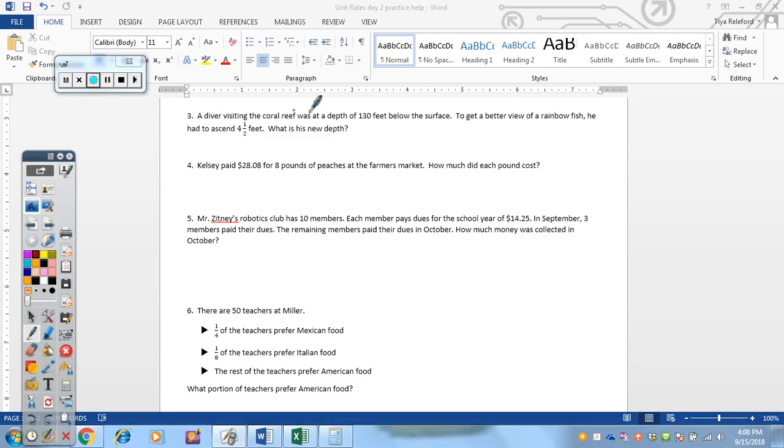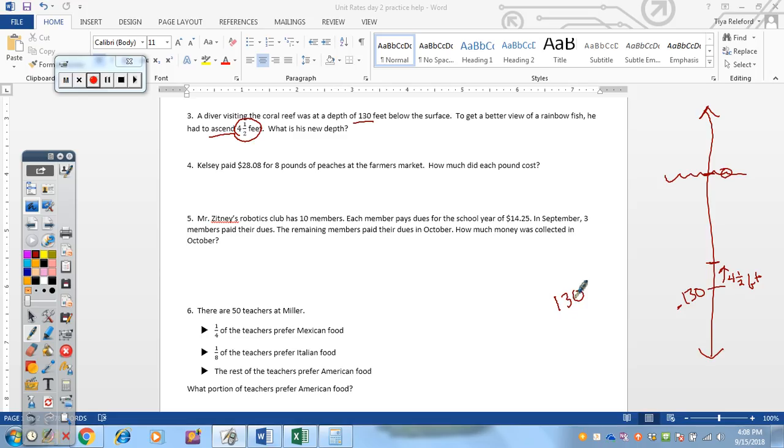Number 3, a diver visiting a coral reef was at a depth of 130 feet below surface. So here's my water. The water is like at 0. And he's 130 feet below. To get a better view of rainbow fish, he had to ascend 4.5 feet. That is going up 4.5 feet. I know my numbers are different than yours. So my new depth will be less negative than 130.